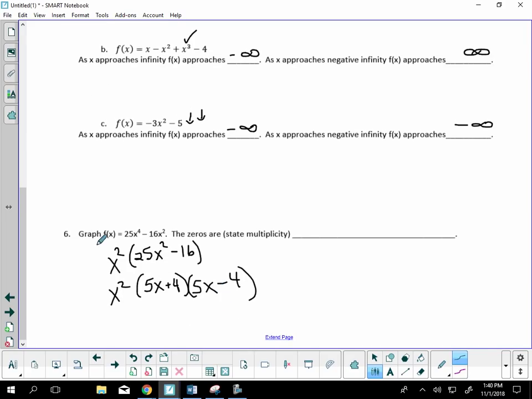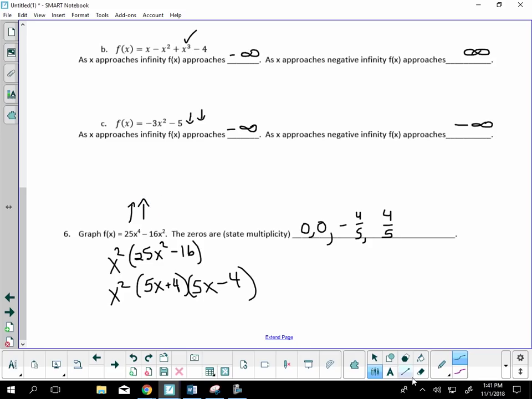So on number six, you want to state the multiplicity. Well, I factored out an x squared, and if I set that equal to zero, both of those x's are going to equal zero. There's a multiplicity of two because there's two of them. And then I'm also going to get negative 4/5 and positive 4/5. The end behavior here is going to be going up.